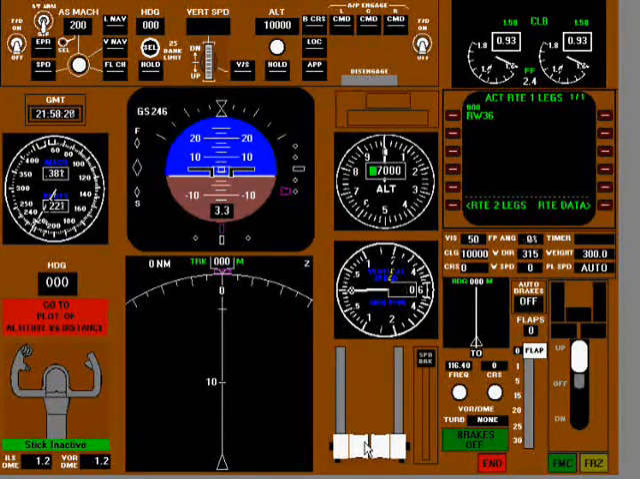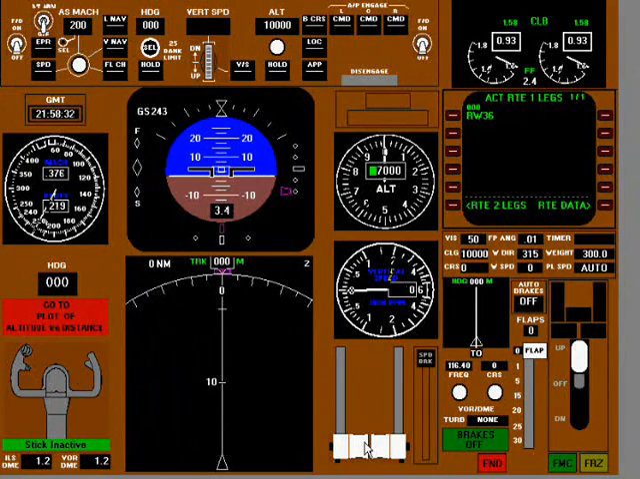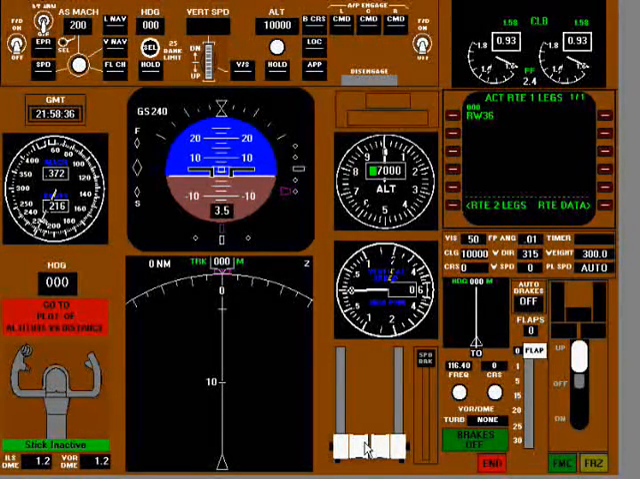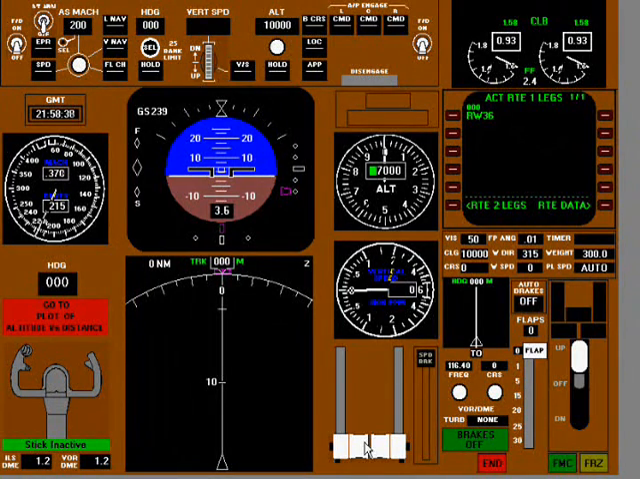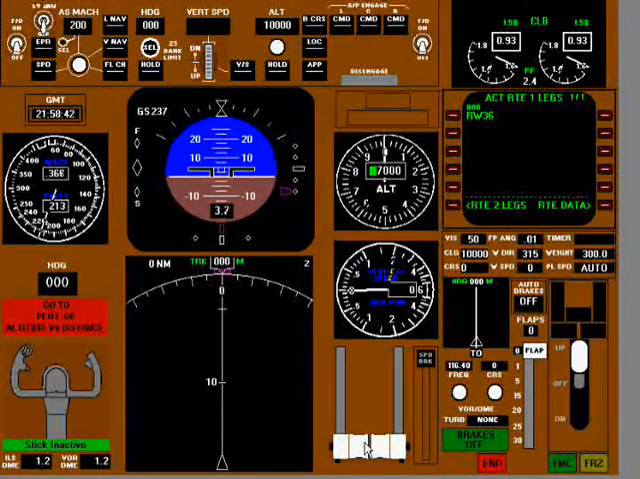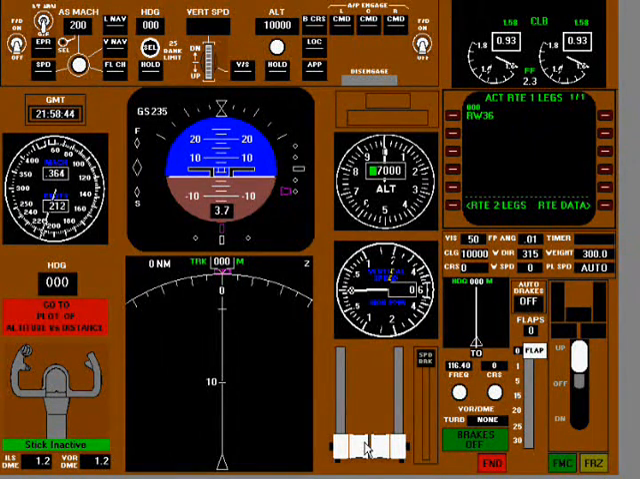After capture, an increase in pitch attitude is necessary to coordinate with decreasing airspeed to maintain the altitude constant. And prior to reaching our target airspeed of 210 knots, we'll set the EPR value that will maintain it constant.